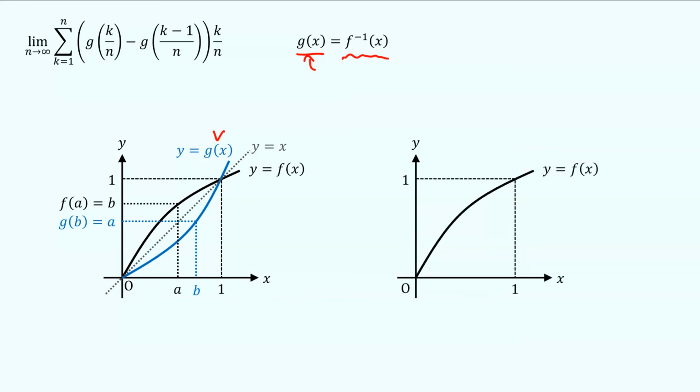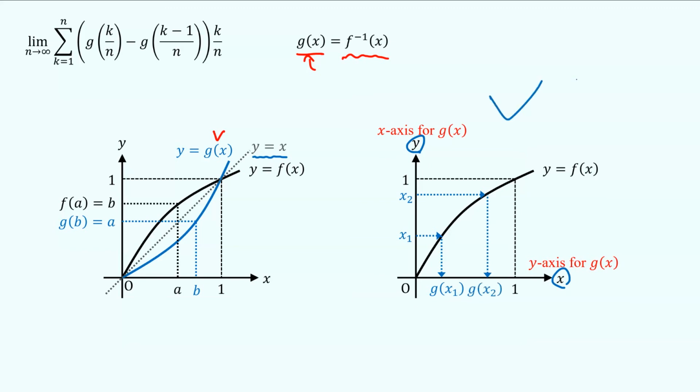There is also another way. You see, instead of flipping the graph with respect to y equals x, we can think of this y-axis as the new x-axis for the inverse g(x), and this x-axis as the new y-axis for the inverse g(x). This has the same effect as flipping the graph of y equals f(x) with respect to y equals x. Then we can indicate the values of g(x) using the graph of y equals f(x) like this. So if this coordinate is x1, then this is g(x1), and if this is x2, then this is g(x2). And this is the approach that I am going to use when solving this problem.